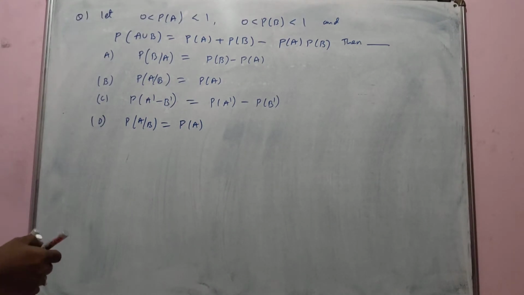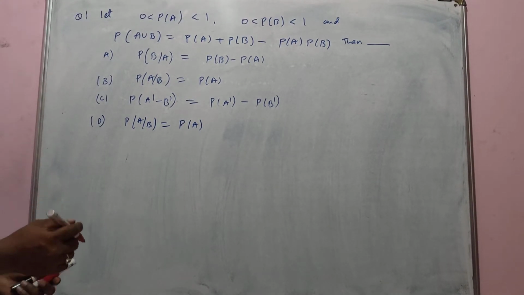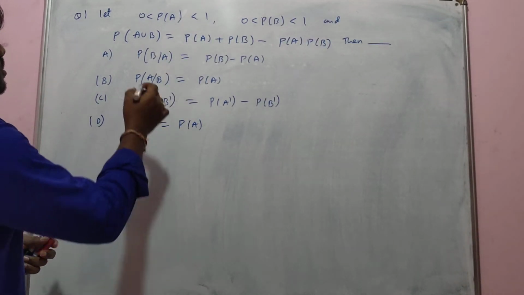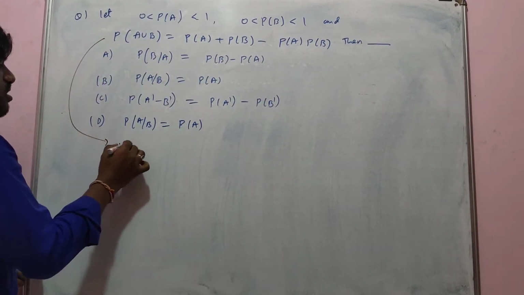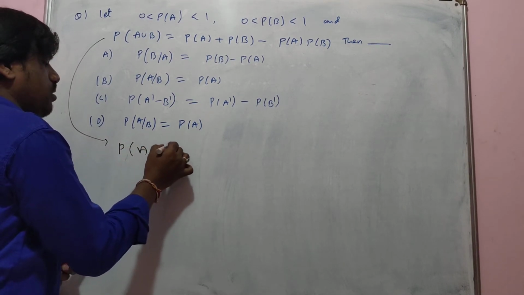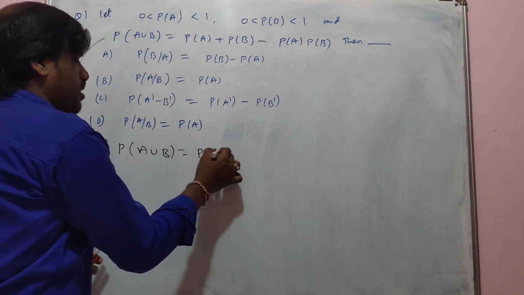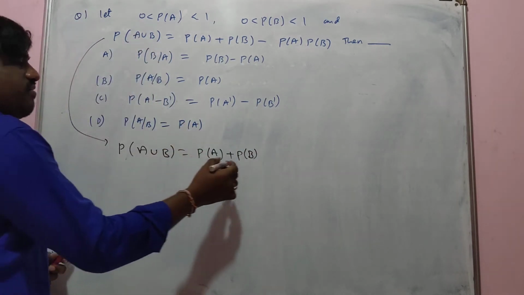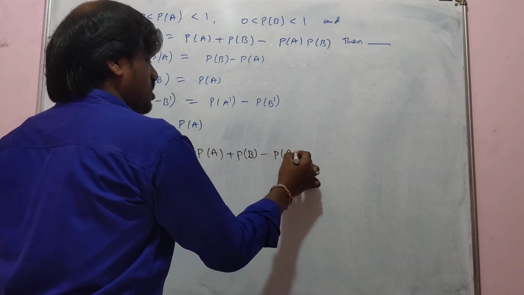Probability of A is between 0 and 1, probability of B is between 0 and 1, and probability of A union B is given like this. Okay, what is the meaning of this? This is a very important thing. Probability of A union B, I can write as probability of A plus probability of B. The general formula, I am not writing this one, the general formula is minus probability of A intersection B.